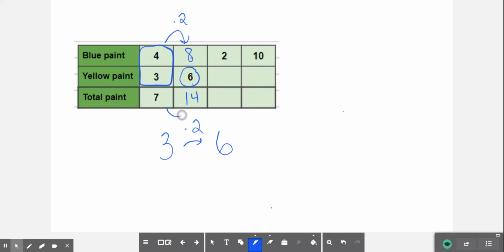But notice the total amount also multiplies by 2. So all 3 numbers get multiplied the same way. Once we go to the next column, we start over. We aren't going to multiply by 2 anymore. That was just for our first one.